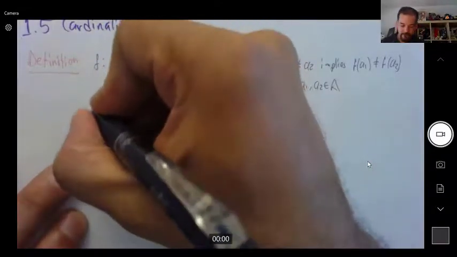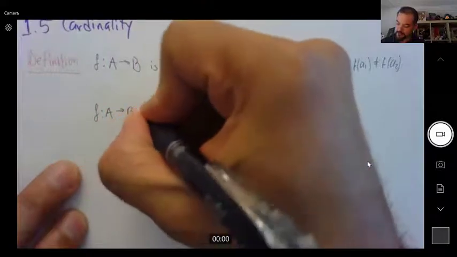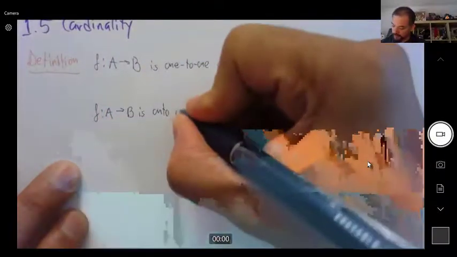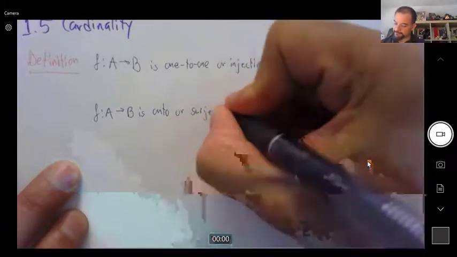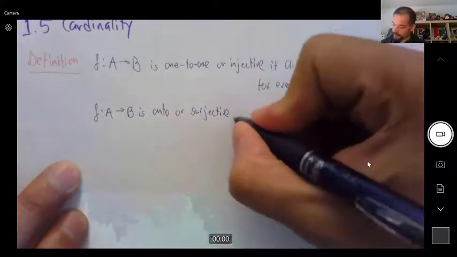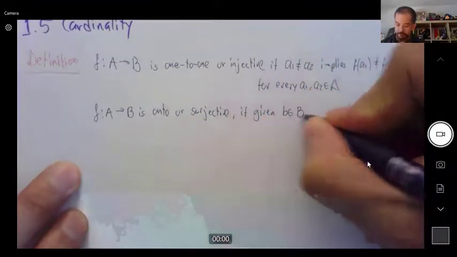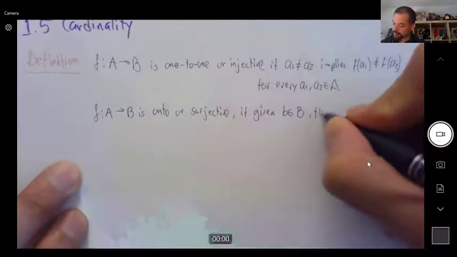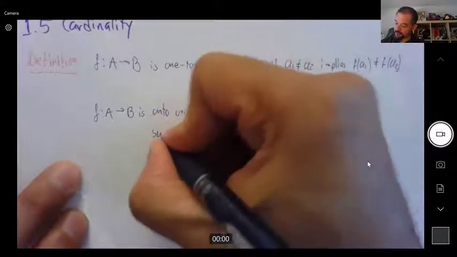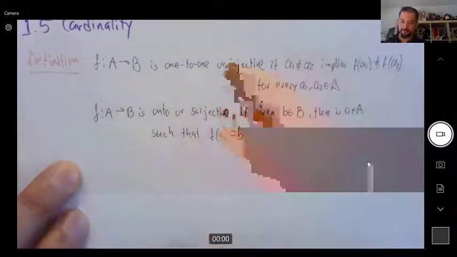And the companion of this is that we have that a function from A to B is onto, or surjective, if given a certain b in capital B, there is a little a in capital A, such that f of little a is b.